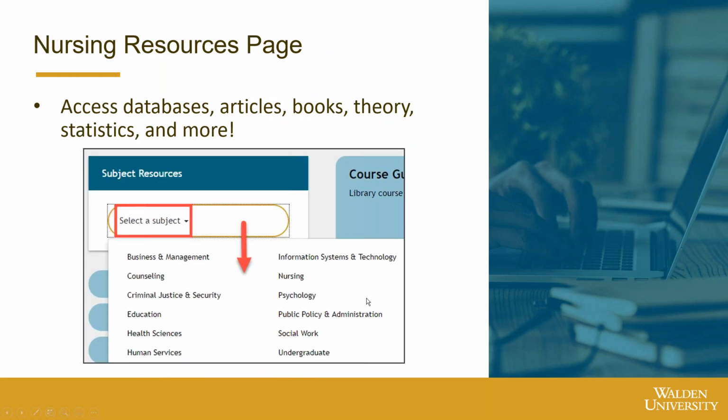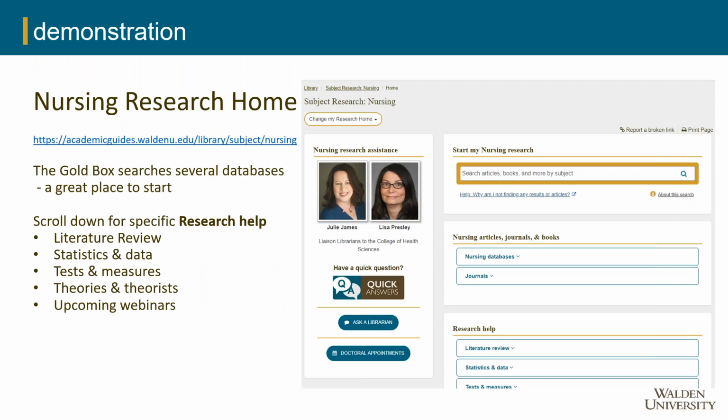And then we have a whole nursing resources page that has many, many nursing databases. It has books, it has help about theory and statistics and all sorts of things that we have pulled together for you, because we have hundreds of databases from dozens of different vendors, and there's no way you could know how to pick out all the nursing stuff from the business stuff, from the public policy stuff, so we've done that for you.